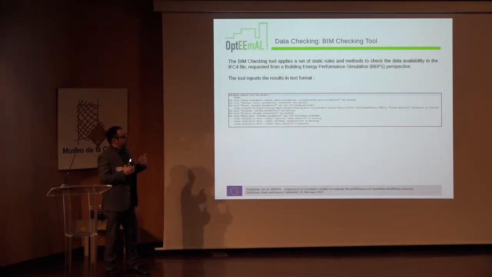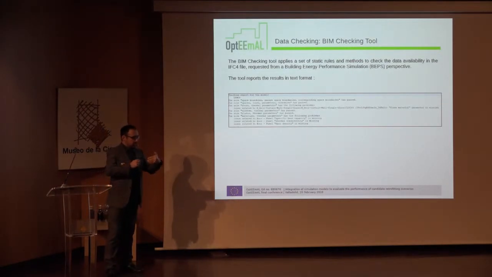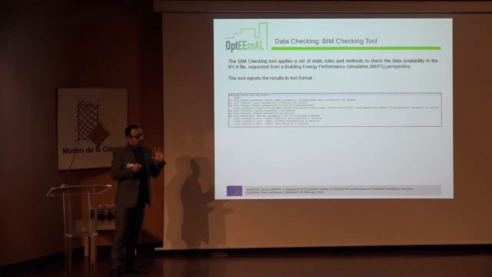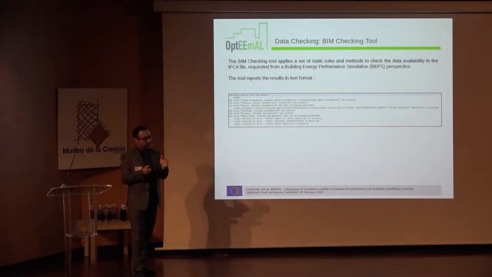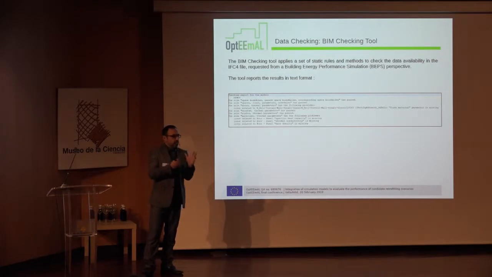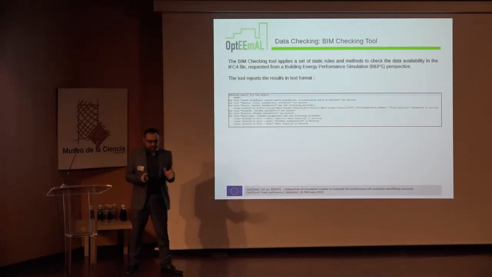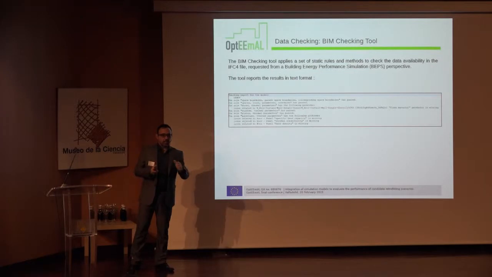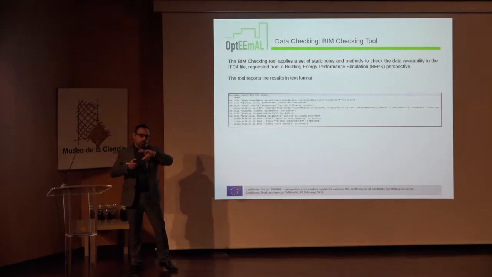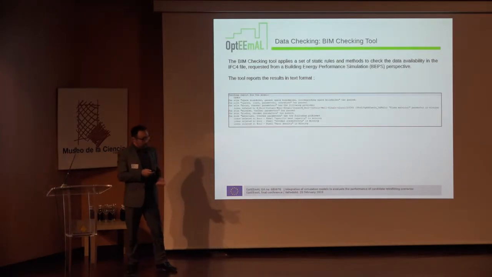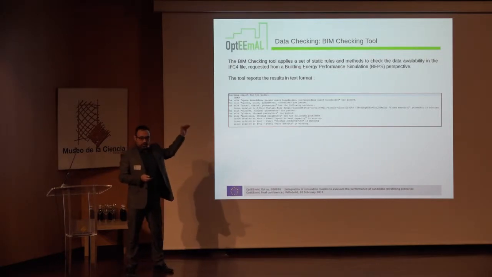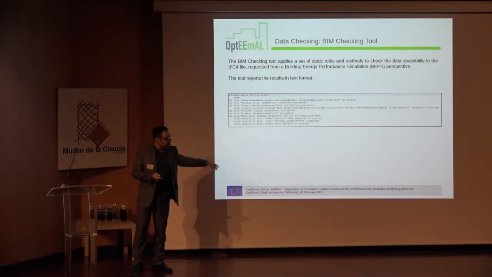During the BIM checking stage, the data checking stage, we have developed two tools to do that. One is the BIM checking tool, which makes sure that the information inside the IFC files is complete. There is no missing material thermal property, or missing dependence among the thermal exchange surfaces called second level space boundaries. This tool reports the checking results in a text format.